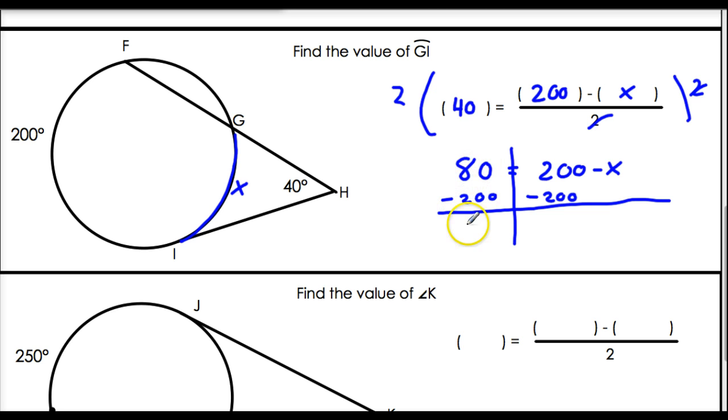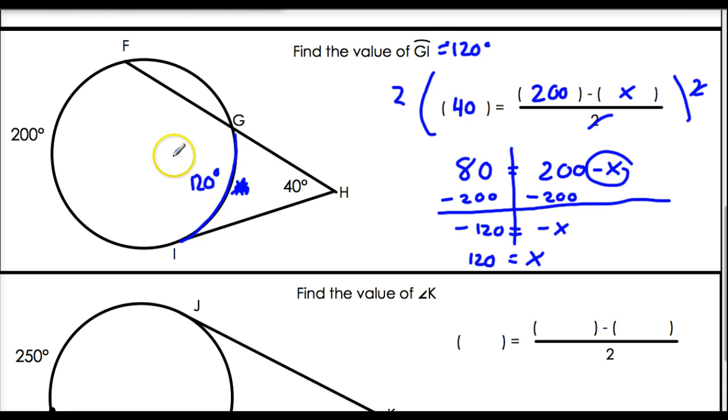And look, that's a little crazy, right? We get negative 120, but that also equals negative x. Since they're both negative, you can multiply both sides by negative 1 or just change the signs and you get x is equal to 120. Put it in right there. Sweet. So GI is equal to 120 degrees.